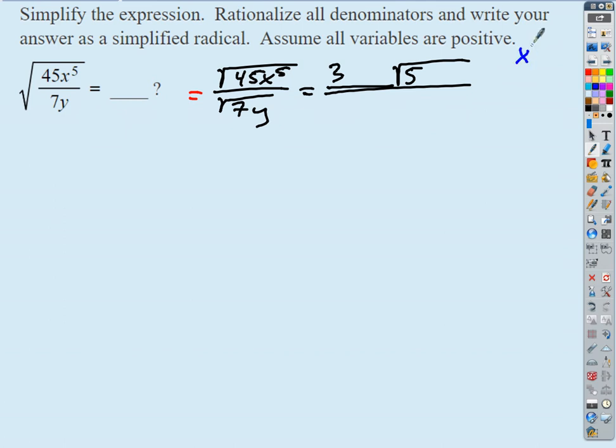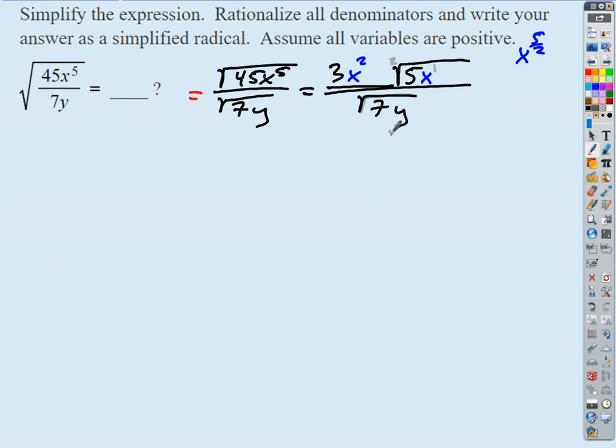Well, that's the same as x to the 5 halves. So what comes out and what stays in? x squared goes out, and x to the 1 half stays in, and once again, we wouldn't write the 1, but it's there. So outside I get x to the 2, inside I get x to the 1 half. On the bottom, we're stuck with the square root of 7y. Nothing comes out.